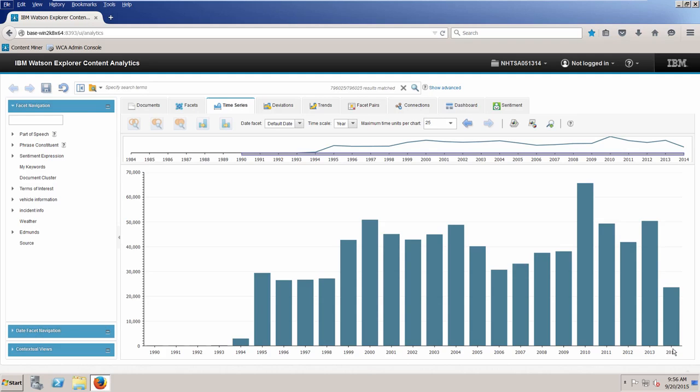Rather than doing a product demonstration, I'm going to tell you the story of how I used Watson Explorer Content Analytics with one of the major auto manufacturers to find real-life problems in publicly available consumer complaints.